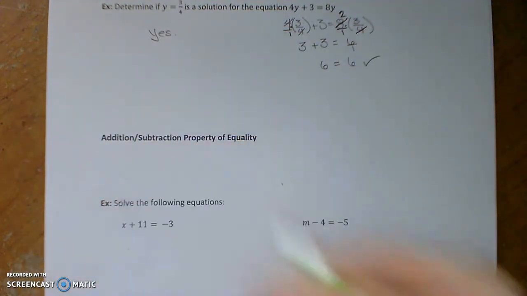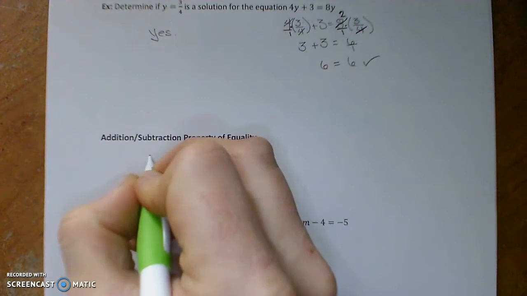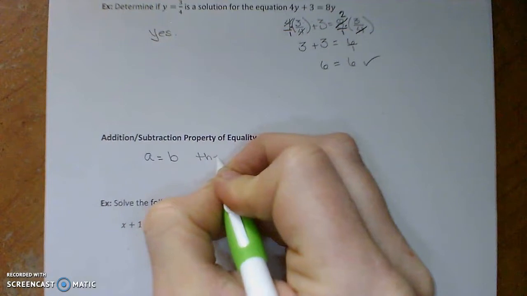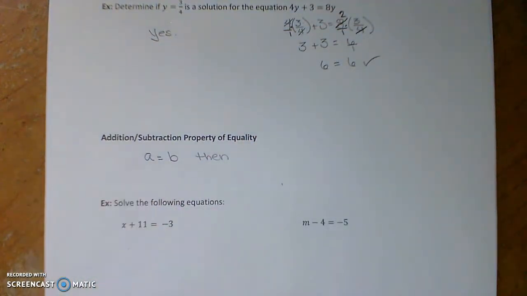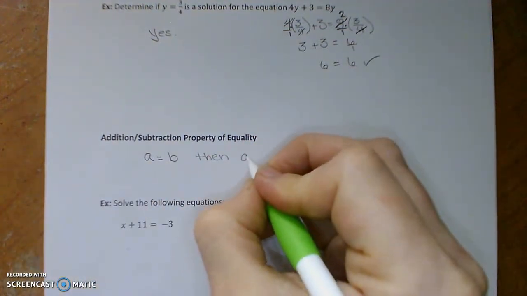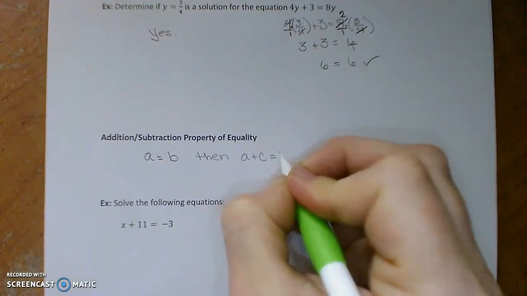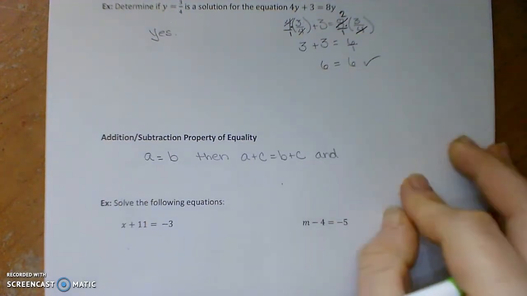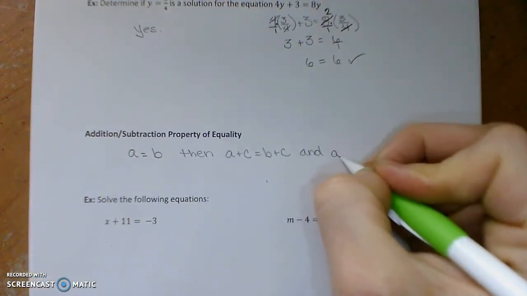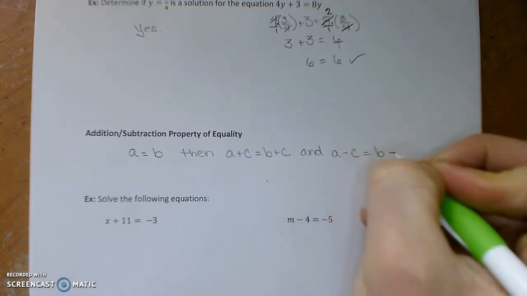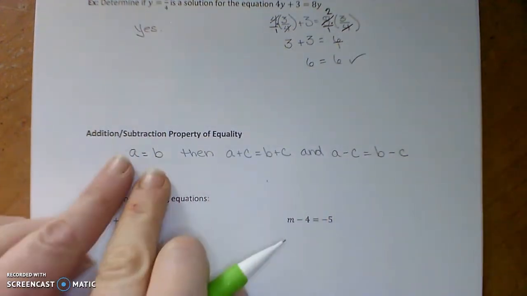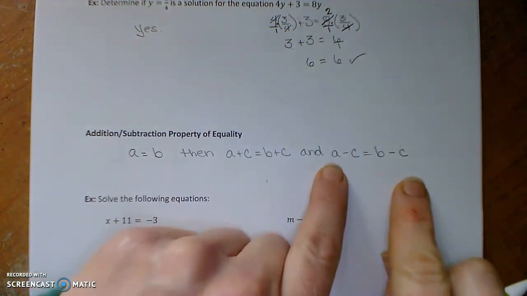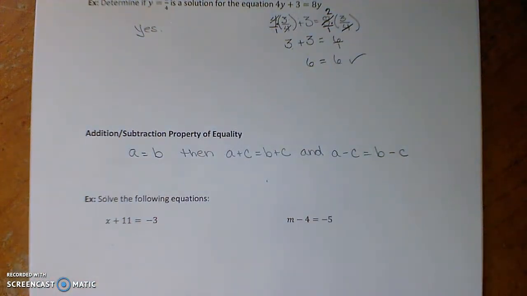That states that if you have numbers A, B, and C, if A is equal to B, then we know that also adding the same amount to both sides of the equation makes a true statement. And also subtracting the same amount from both sides, A minus C equals B minus C. So if you know A equals B, then you can add C to both sides and it's still a true equation. You can also subtract C from both sides and you still have a true equation.